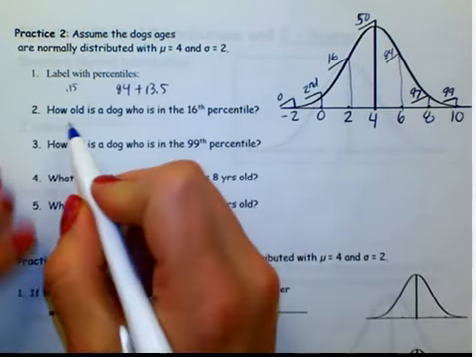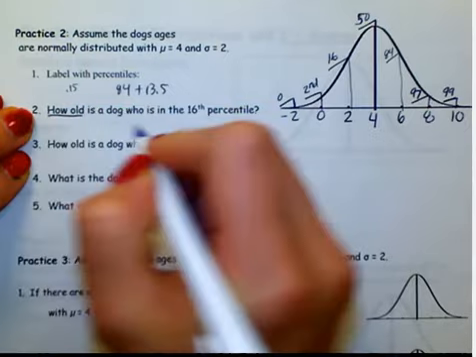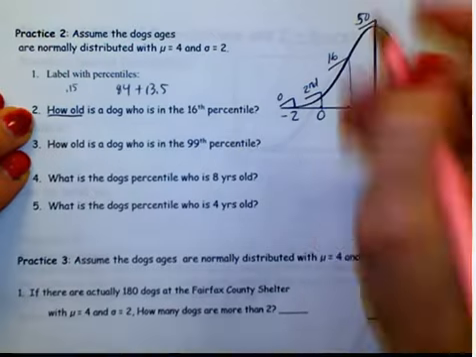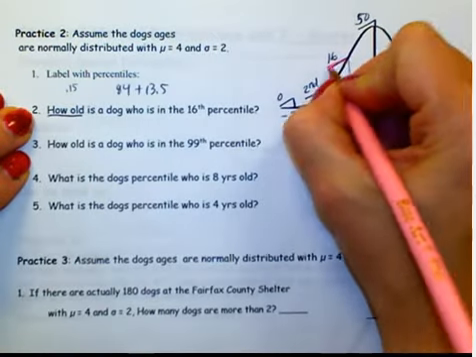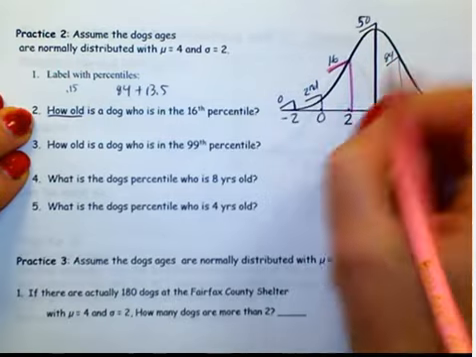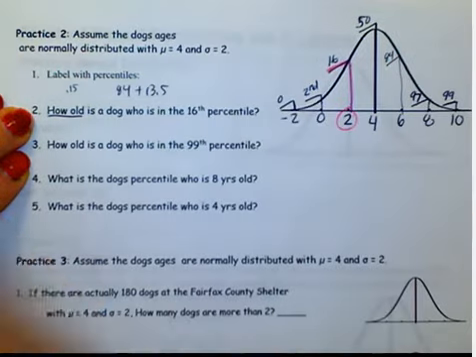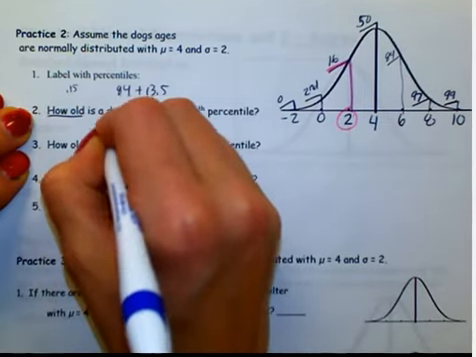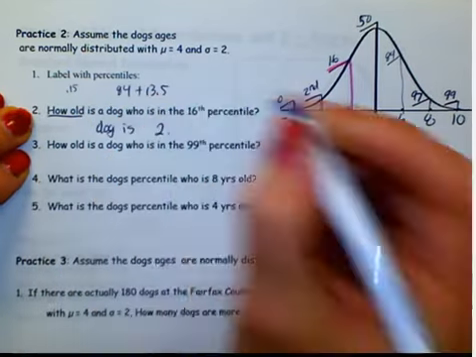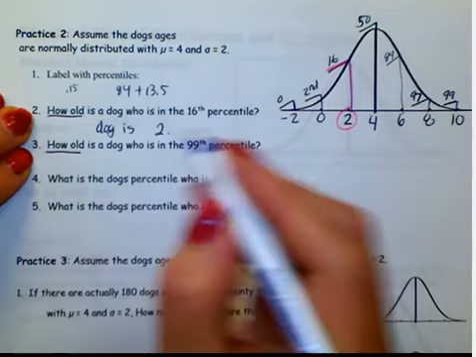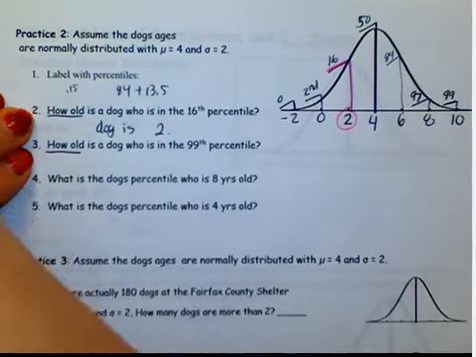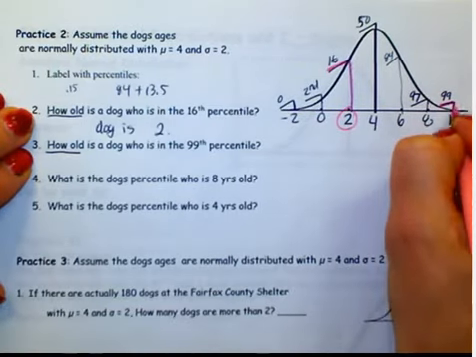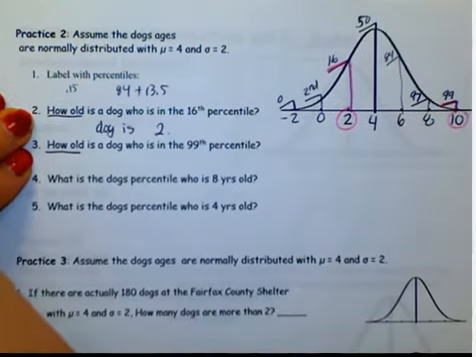Okay, how old is a dog who is in the 16th percentile? And so I'm looking right here. 16th percentile, drop it down. The age is 2. Notice that this was the age of the dog. The dog is 2. How old is the dog who's in the 99th percentile? So I scan for my 99th percentile. The dog is 10.